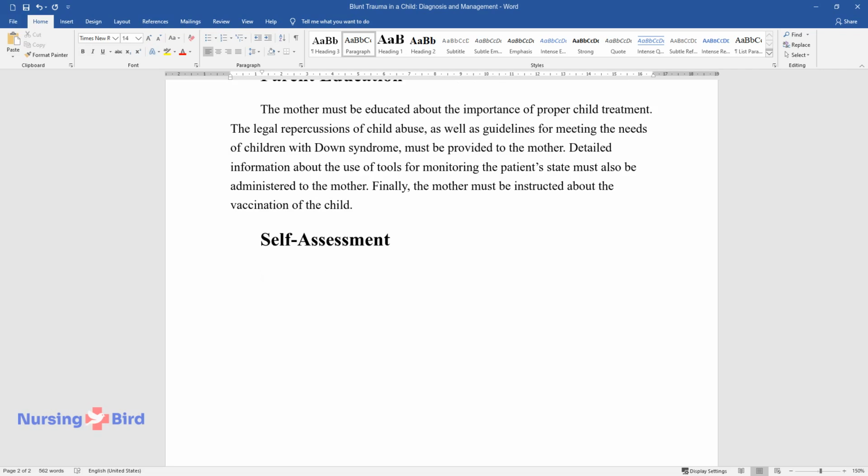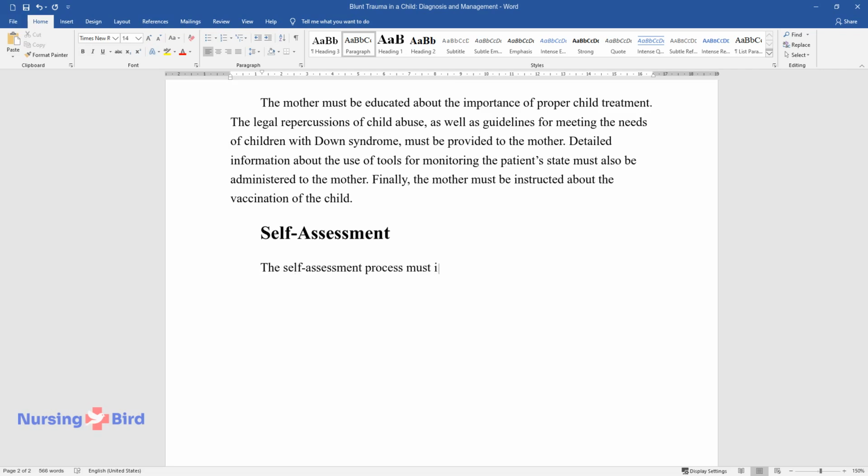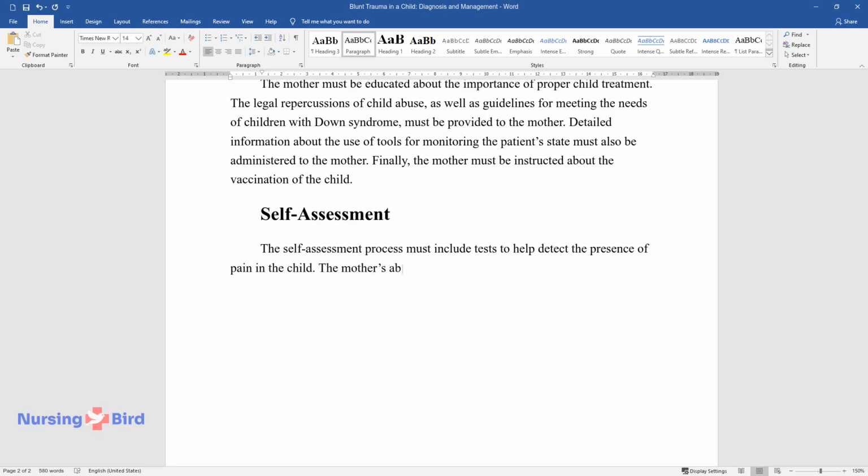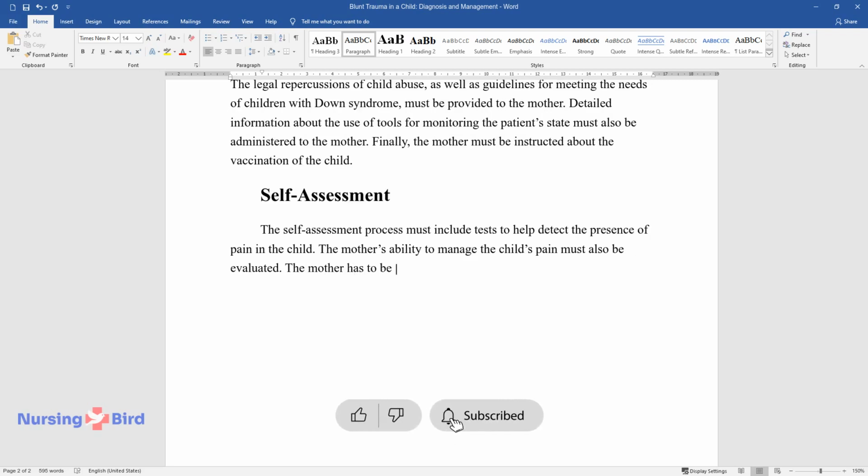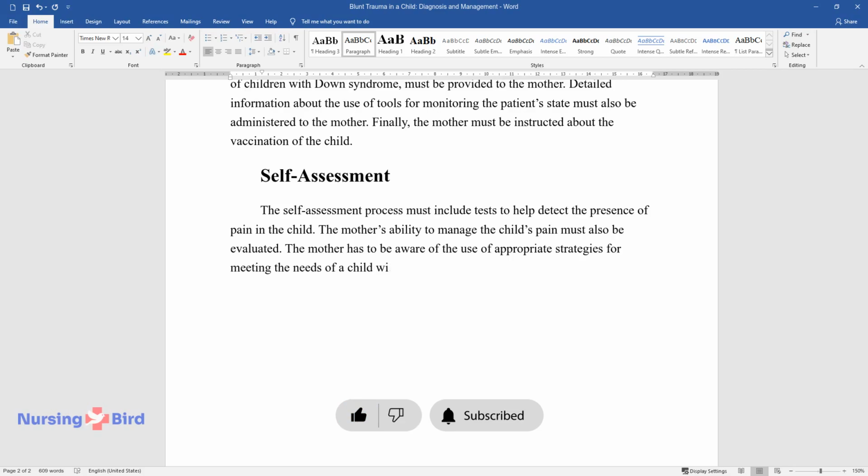Self-assessment. The self-assessment process must include tests to help detect the presence of pain in the child. The mother's ability to manage the child's pain must also be evaluated. The mother has to be aware of the use of appropriate strategies for meeting the needs of a child with Down syndrome.